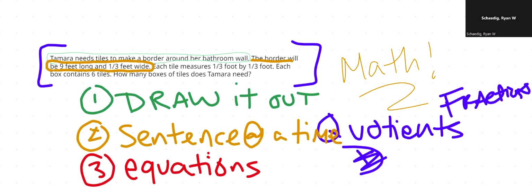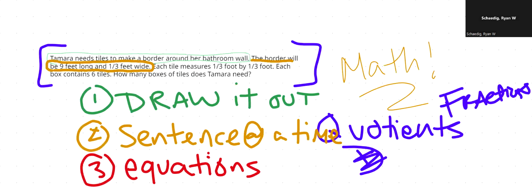I see width and length. So I'm already thinking area. So even if I can't really measure this out on this picture, it is really telling me that it's actually giving me the equation for this border, because it says it's 9 feet by 1/3 feet.